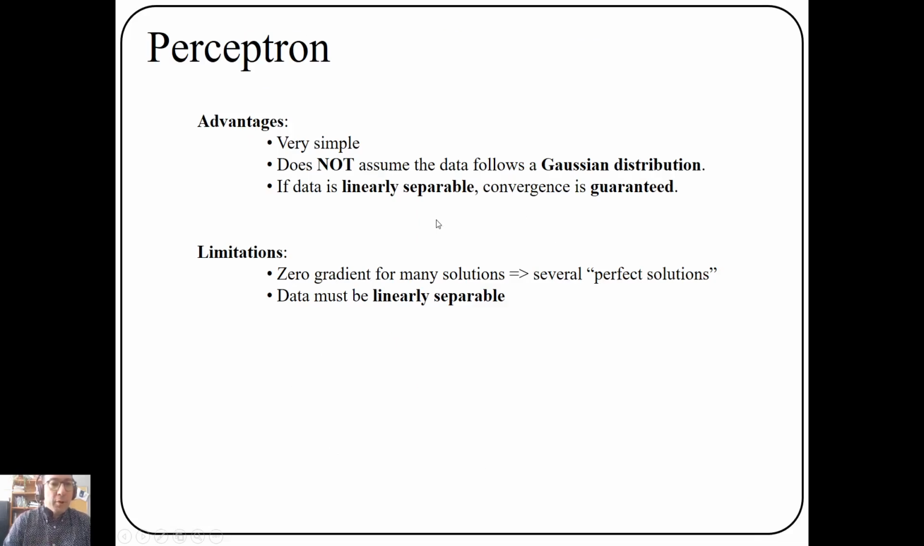So the perceptron has lots of very appealing advantages. First, it is very simple. Second, it does not assume that the data follows a particular distribution. It doesn't assume, like certain algorithms, that your data is Gaussian.